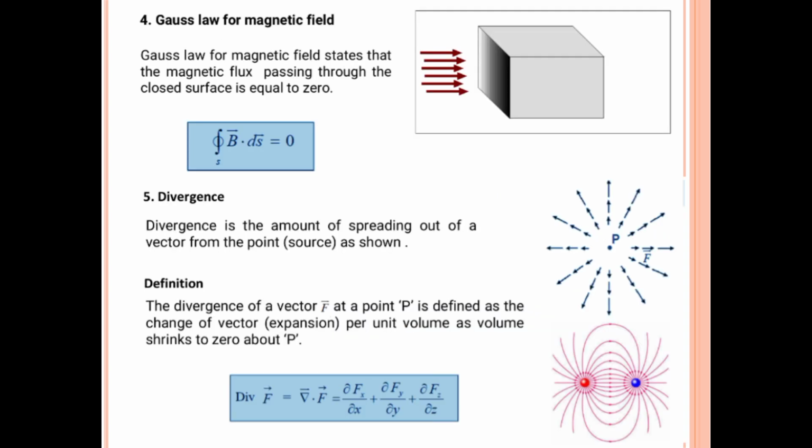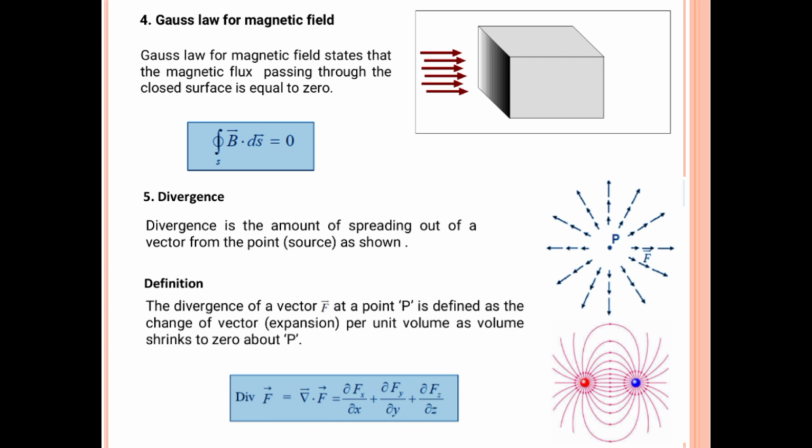The fourth law is Gauss law for magnetic field. The first law was Gauss law for electric field. Here we do the same thing for the magnetic field. Gauss law for magnetic field states that the magnetic flux passing through a closed surface is equal to 0. This is the important equation which has to be remembered: the closed surface integral of B dot ds is equal to 0. Everyone can understand that for a closed surface, whether it is circular, a sphere, a rectangle or a square, whatever the magnetic field enters into the closed surface, the net flux should be considered as 0. This is the main thing.